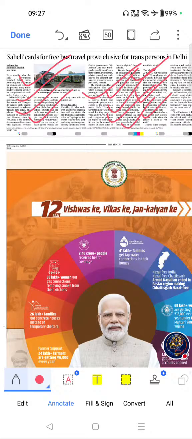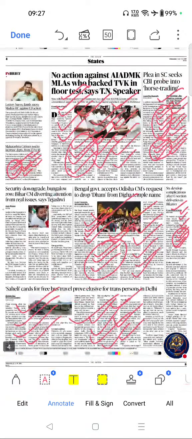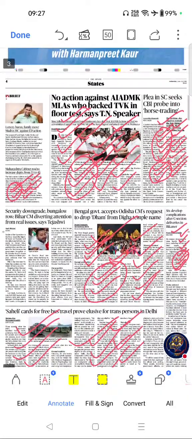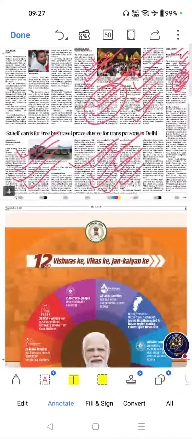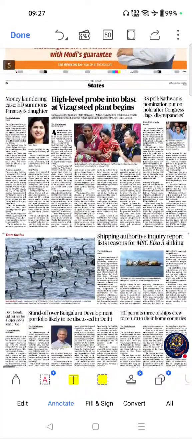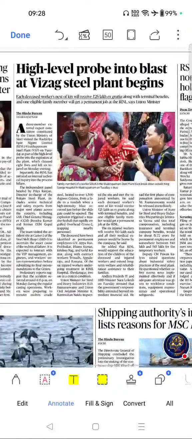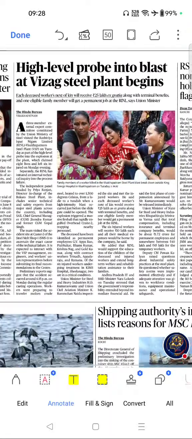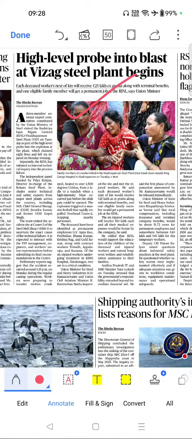Please go to this article. Next important article from this page. Yeah, these are the only important articles from this page. Next, move on to next page. That is page number 6, state section. The first important article from this page was this one. High-level probe into blast at Vizag steel plant begins.